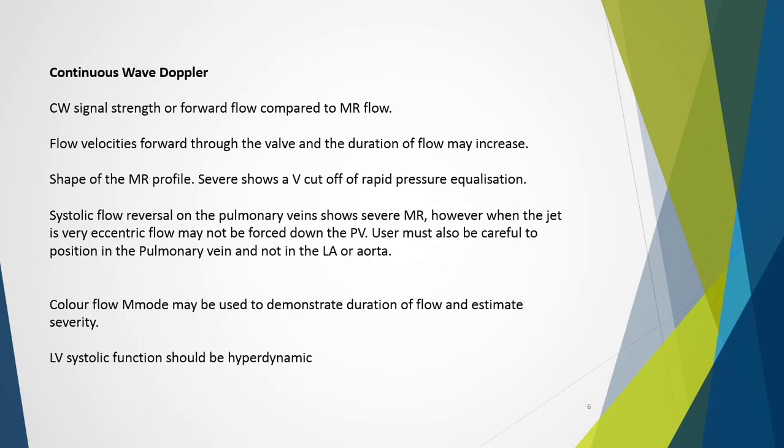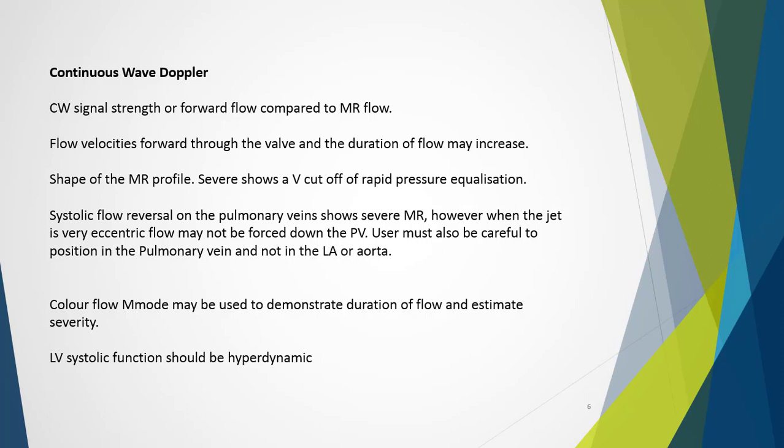It is important to view the shape of the MR profile. Severe mitral regurgitation shows a V cutoff pattern due to rapid pressure equalization between the left atrium and the left ventricle. And this is due to the abrupt cessation of mitral regurgitant flow because there's no pressure driving.